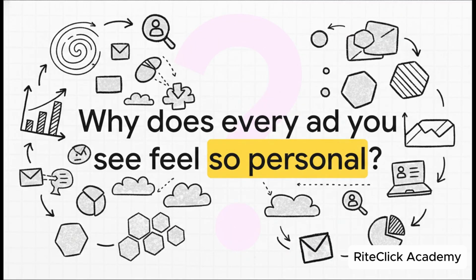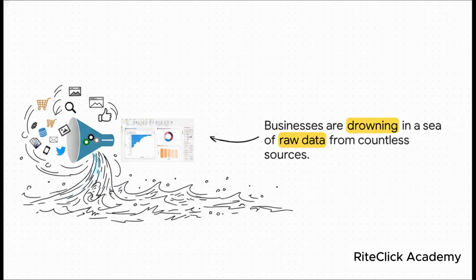Have you ever wondered about this? Why does your phone seem to know exactly what you want? Maybe even before you do. It's not magic. Not at all. It's data. Every single thing you do online adds to this massive, ever-growing ocean of information. And this image right here pretty much sums up a big challenge.